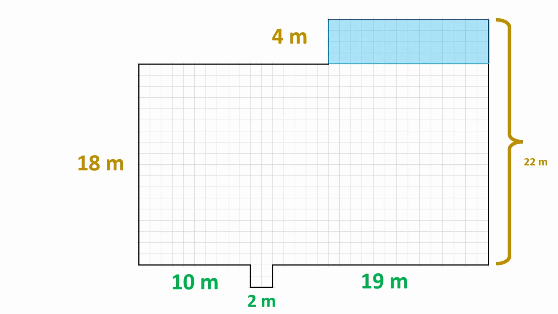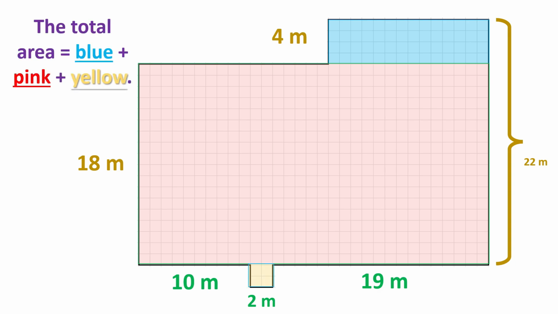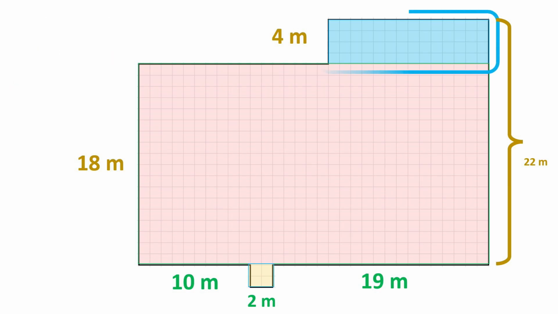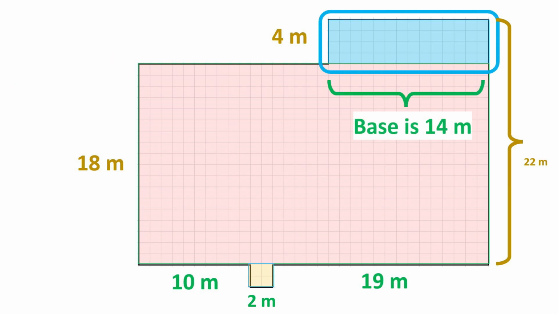To solve this problem, we break this complex shape into 2 smaller rectangles and a square. There's a blue rectangle, a pink rectangle, and a yellow square. Our strategy is to calculate the area of each of these smaller shapes, then add up their areas to find the total area of the big shape. We'll start with the blue rectangle. Its base is 14 meters and its height is 4 meters.